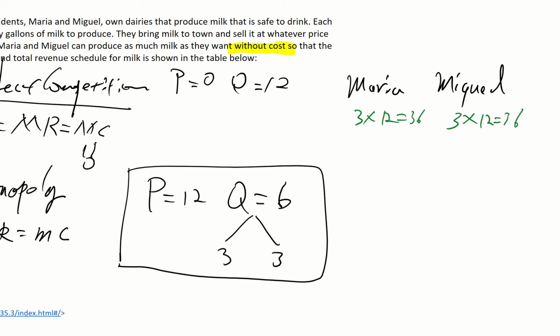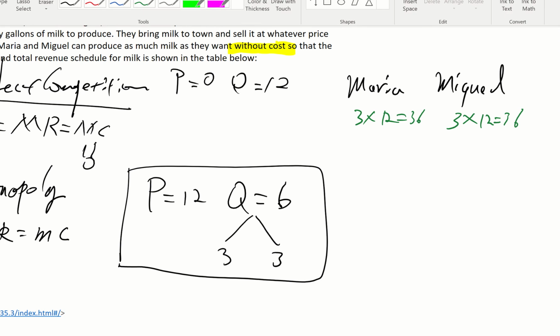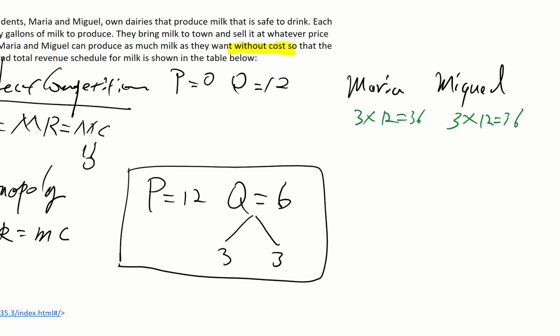Now, what if the actual outcome is not like this? What if Miguel decides, I'm going to make an agreement with Maria, and have Maria produce only 3 gallons, but I will cheat. I will produce 4 gallons instead. If Miguel secretly produces 1 more gallon, then between the 2 of them, they're going to have a total of 7 gallons of production.